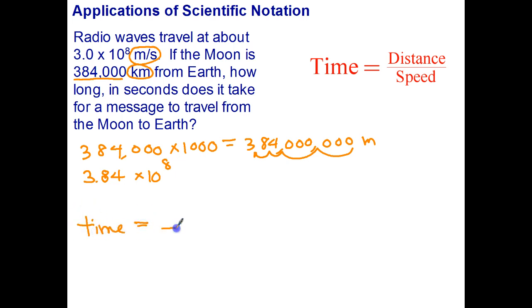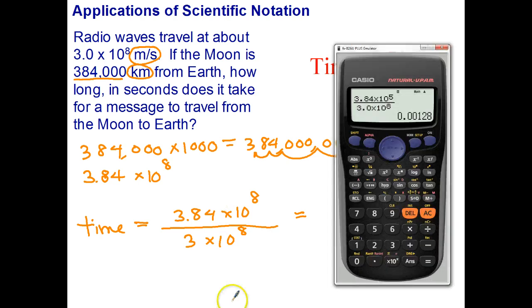So time is distance divided by speed. Well, the distance is this number here, so 3.84 by 10 to the power of 8. The speed is 3 by 10 to the power of 8. So it turns out in this question I could actually cancel those out. But for practice, I'll go ahead and type the numbers in scientific notation into the calculator. So let's go ahead and do the calculations.